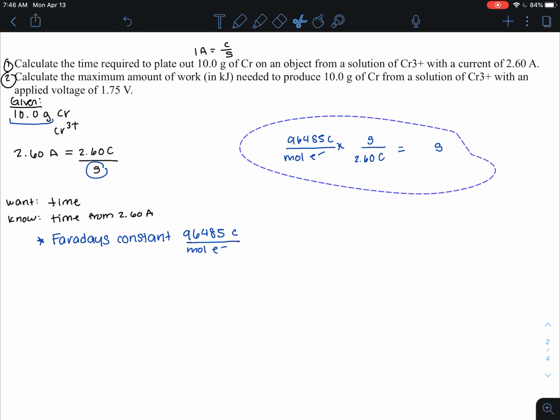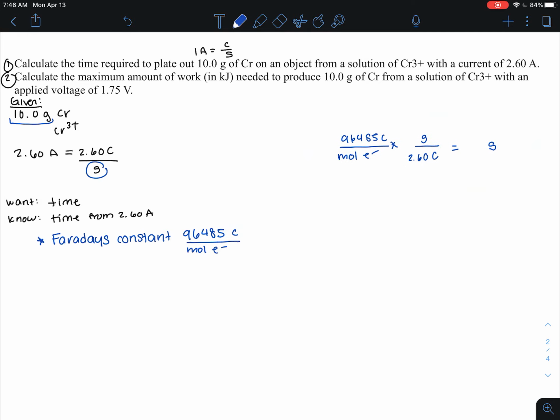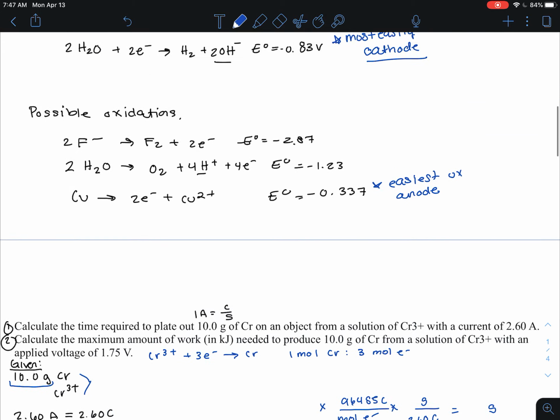But now I have this mole of electrons and I still haven't used my 10 grams. So then I kind of start to think, all right, well, moles of electrons, that means I need to think of what happens from chromium to chromium 3+. Well, chromium ion gains 3 electrons to become chromium solid. So for 1 mole of chromium, I have 3 moles of electrons.